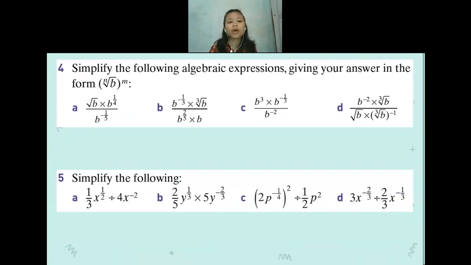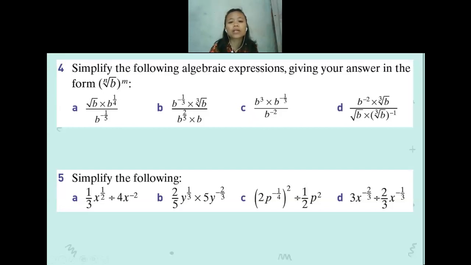For question 4, we have to simplify this algebraic or any root index form. We have to make it into the root form. If you get confused, maybe you can make everything into fractional indices first. So you simplify the fractional indices, and after that, you can change it into root form.